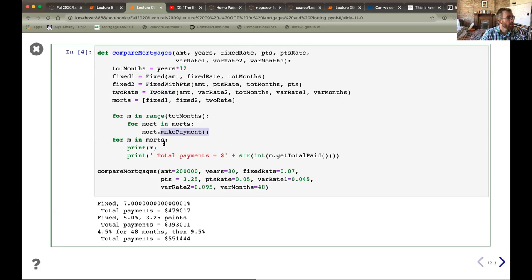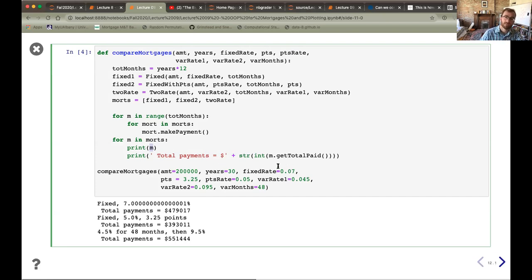And then for M in morts, we're going to go ahead and print the attribute. That's our legend. And then we're going to go ahead and print what our total number of payments was. So let's go ahead and run this. And first, I'll start off with a high interest rate.